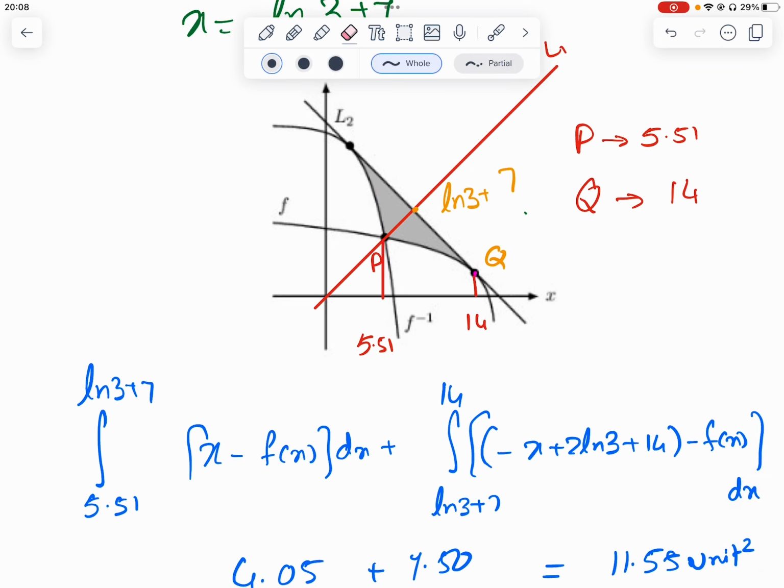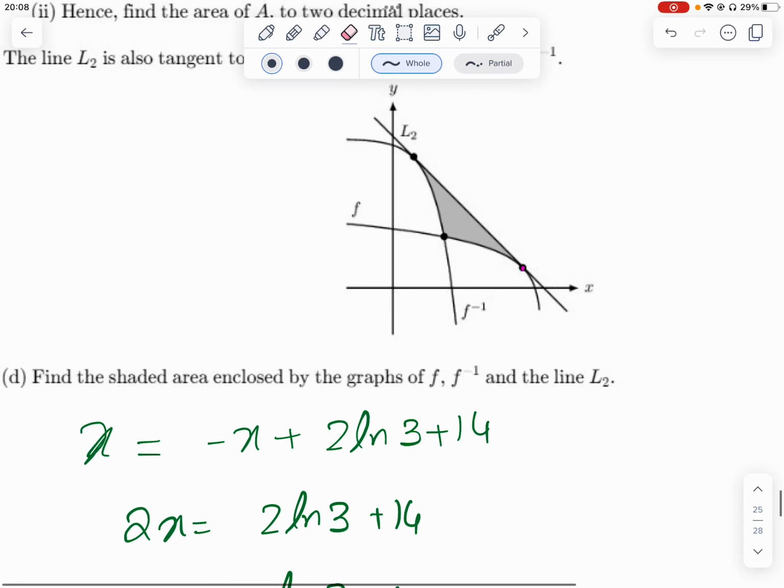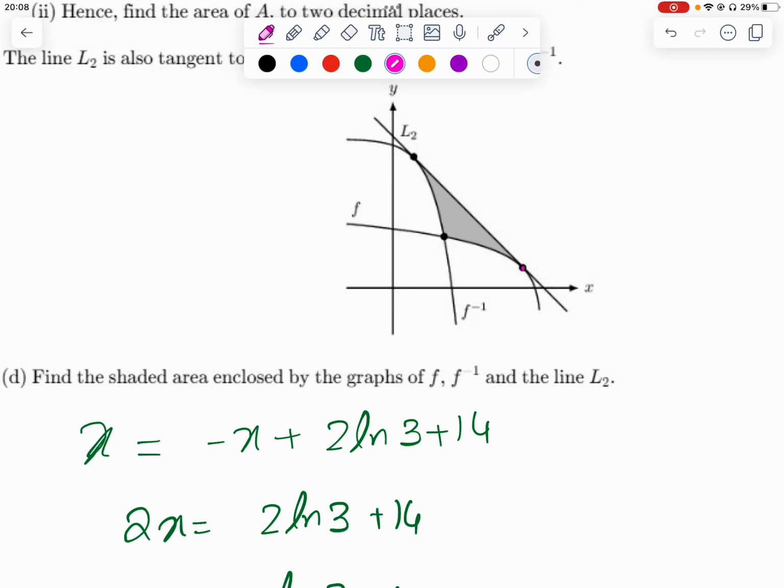So once again, it is difficult to understand, I do understand. What we found is the region which is symmetrical along y equals x, the shaded region. But what is he asking over here? The shaded region enclosed by the graphs f, f inverse and L2. So for that, what have we found? We have drawn the line over here, and from 5.51 to that point we have found this area plus this area.